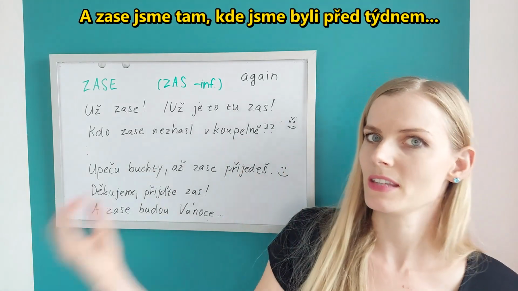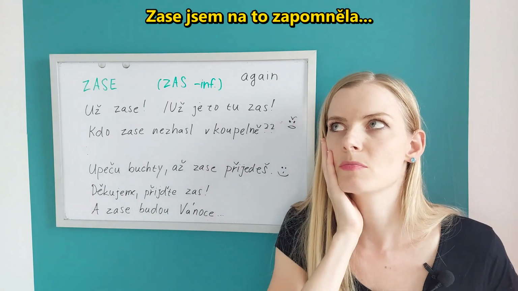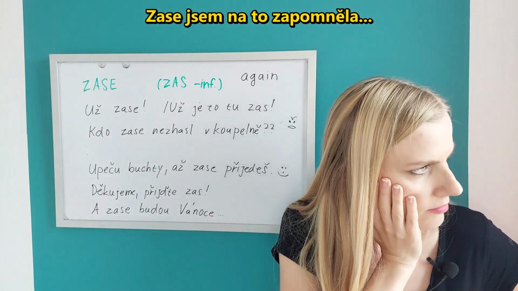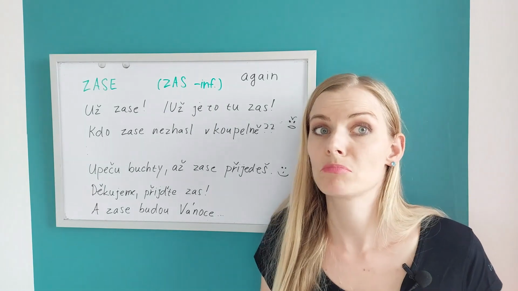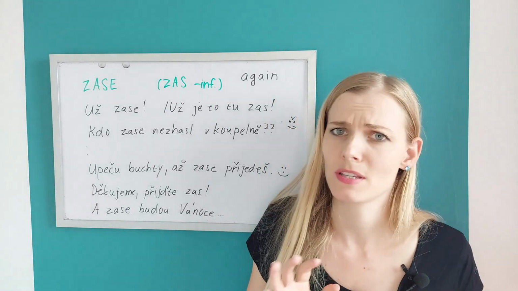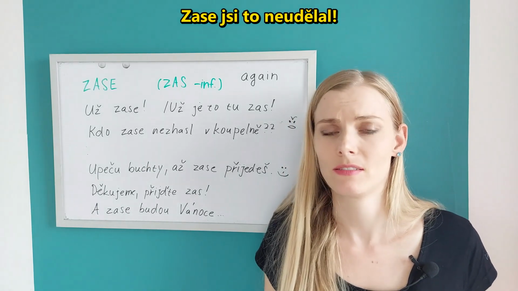A jsme zase tam, kde jsme byli před týdnem. Zase jsem na to zapomněla. I forgot about it again. Or you can slightly reprimand someone by saying zase si to neudělal. You didn't do it again.